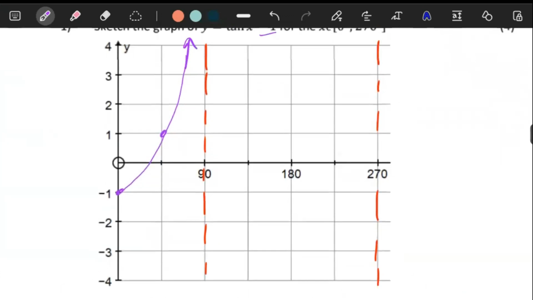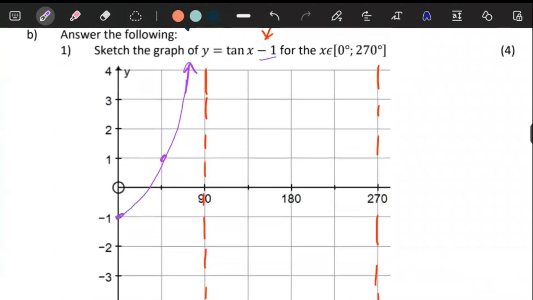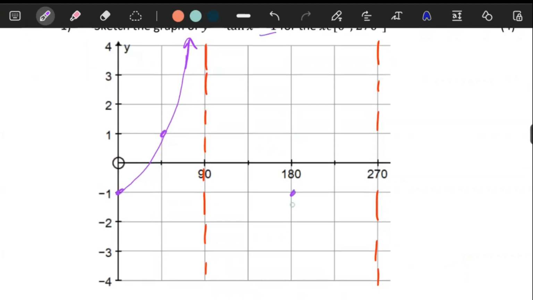You can actually just plot your graph by putting numbers in your calculator, like tan 45, tan 180, tan 135, tan 200 and something, and all that, so that you can have an accurate sketch, you see. So for example, let's put tan 180 minus 1 in the calculator. It's giving us -1.